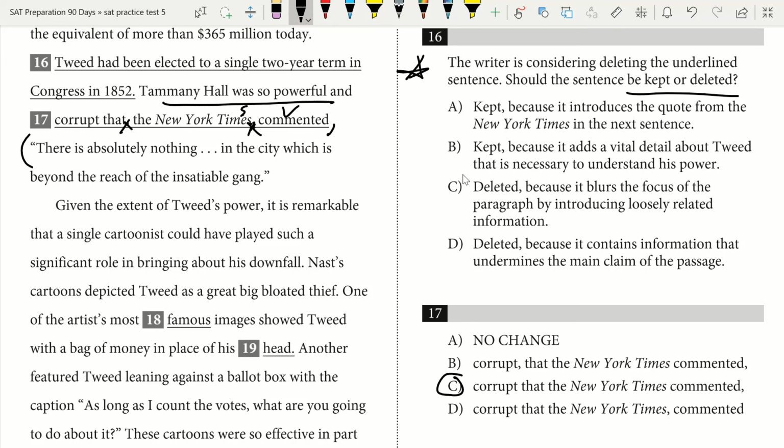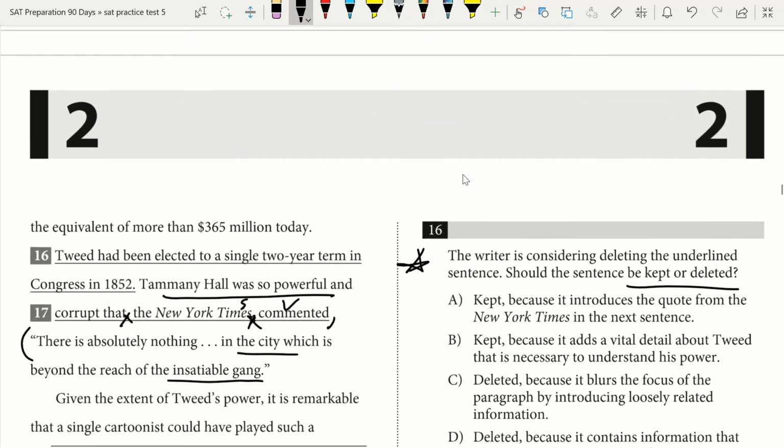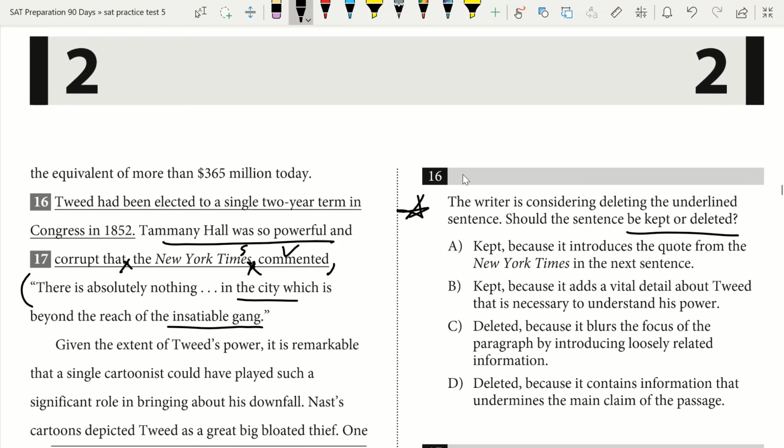No punctuation until that comma at the end. Right? We don't want to split that subject verb up. We don't want to have a comma after that, but we do want one before we begin that quote. Okay, in the city, there's absolutely nothing in the city which is beyond the reach of this insatiable gang. Okay, so now we can go back and answer 16. Should we keep or delete that sentence? So we know that we talked about the greed of the Tammany Hall Group and all that money that they had. We talked about how they were an unstoppable gang ruling the city.